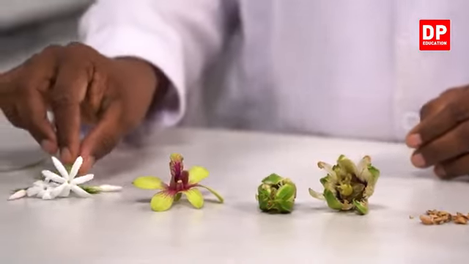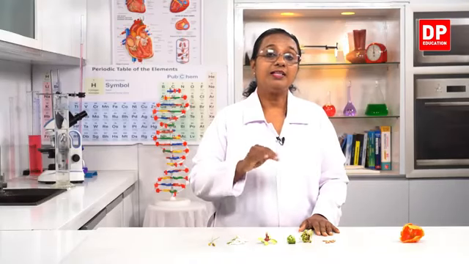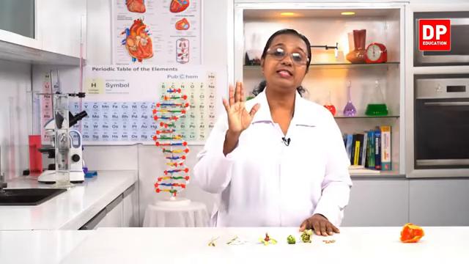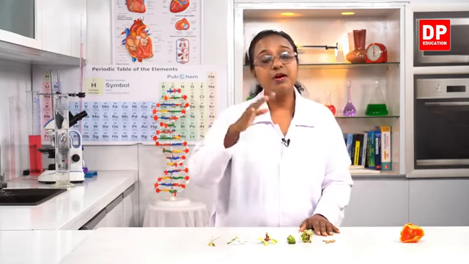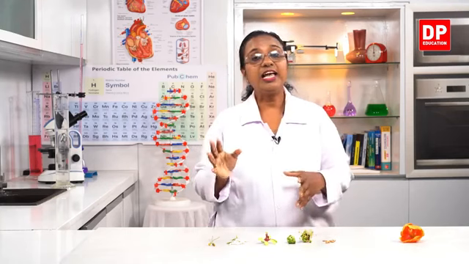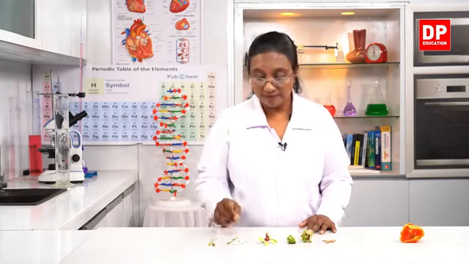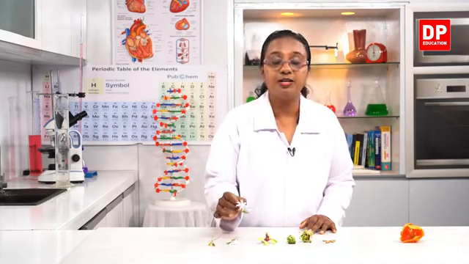Then we have the jasmine flowers. They show exserted stamens. That means either the stamens are bent out and the stigma is straight, or the stigma bends outwards while the stamens are short. So there again there is less chance of the pollen falling on the stigma of the same flower. So that is the jasmine flower there.